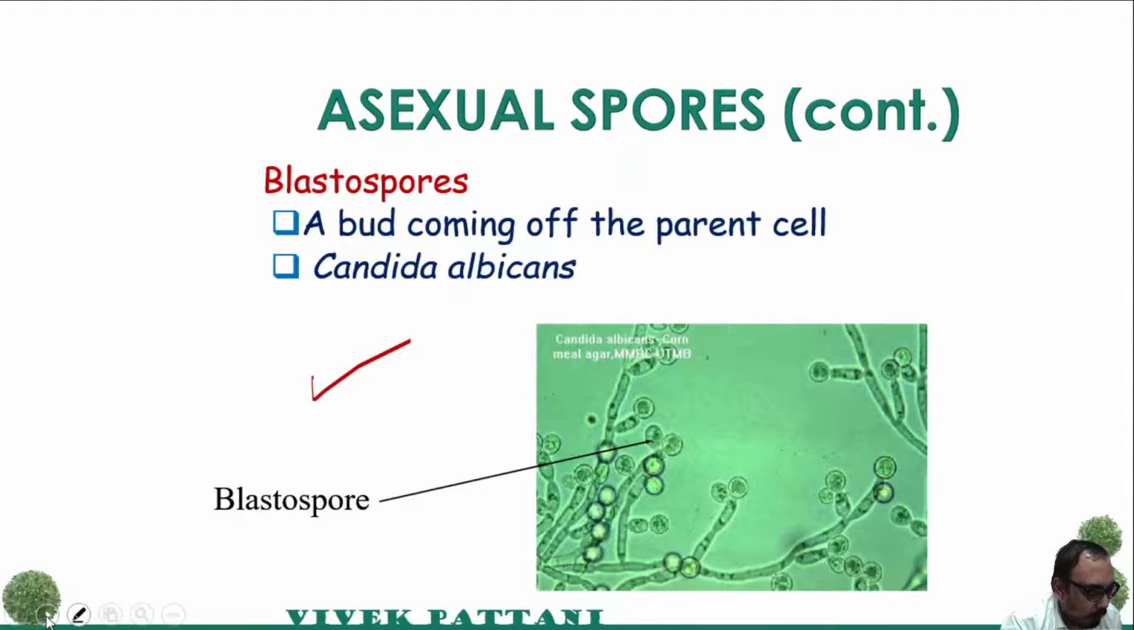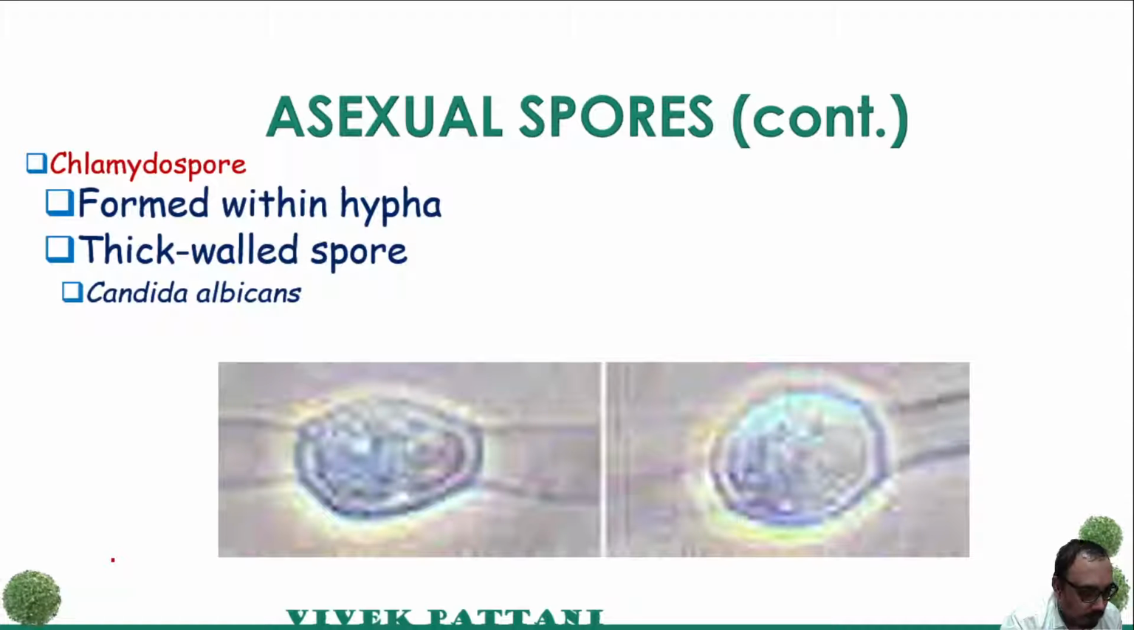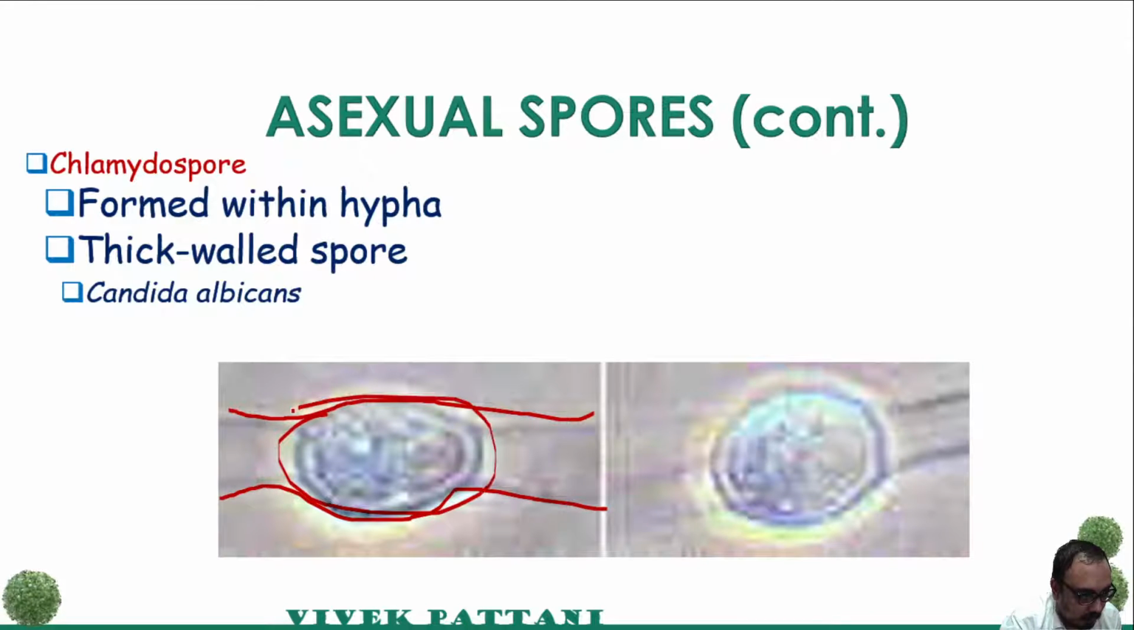Okay, now moving forward with the chlamydospore. I did not get a very good image of the chlamydospore, and it is formed within the hyphae. For example, this one is a hypha, and this one is a chlamydospore. It is a thick-walled spore.